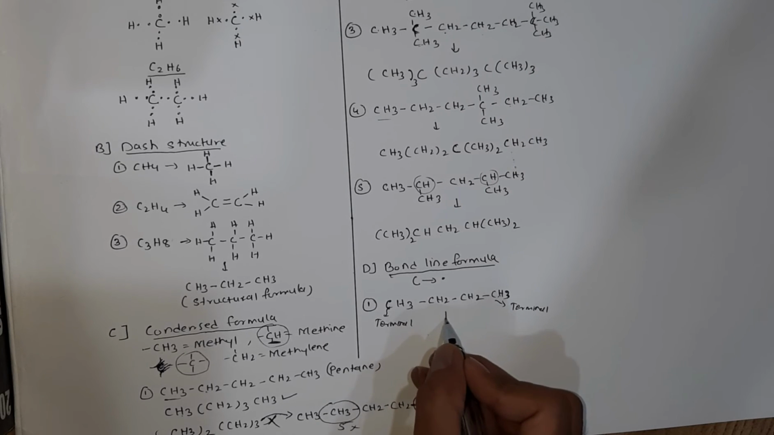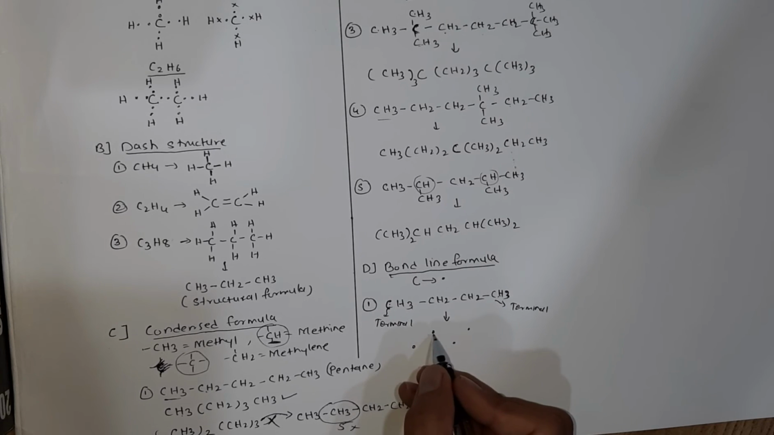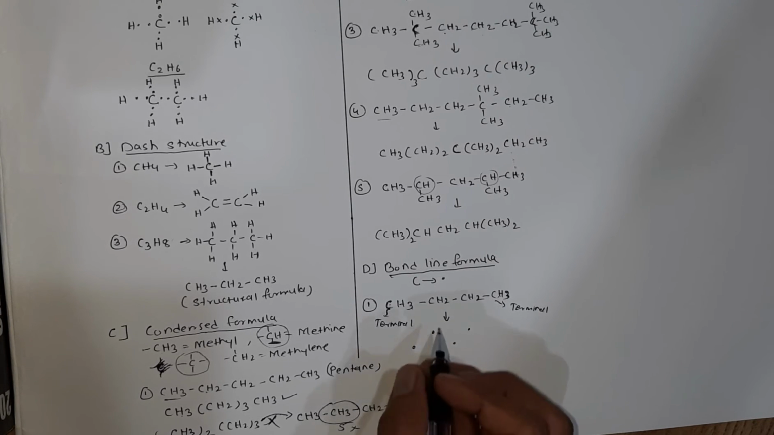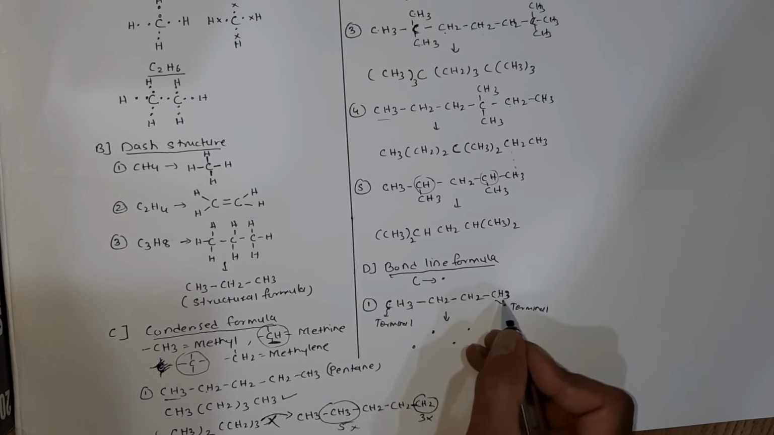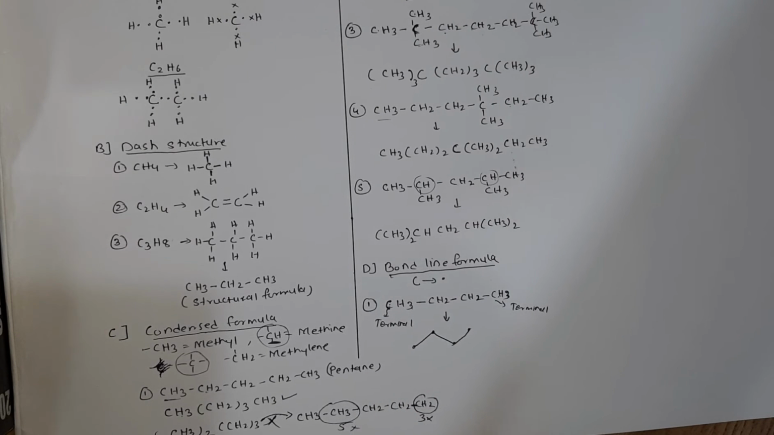So to make a bond line formula, for each carbon you make a dot. There are 4 dots, but it should be made in a zigzag fashion. Now each and every carbon atom is attached by a single bond. So make a single bond here. Got it? So this is the bond line formula of n-butane.